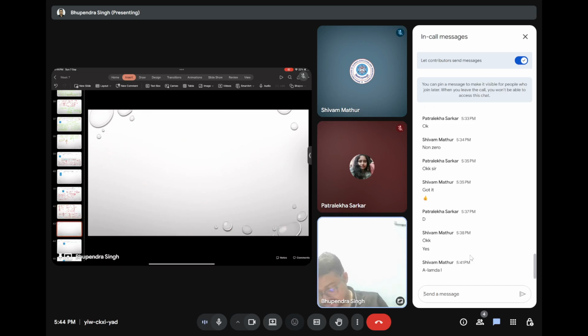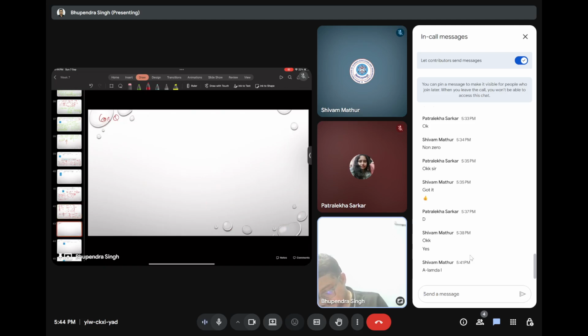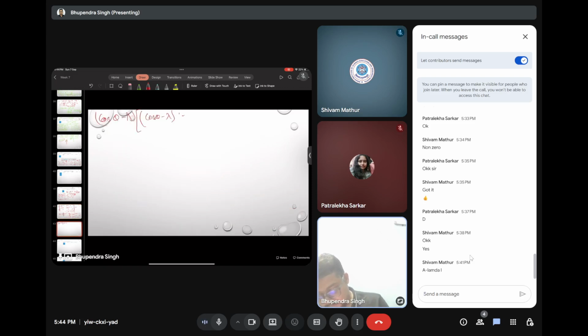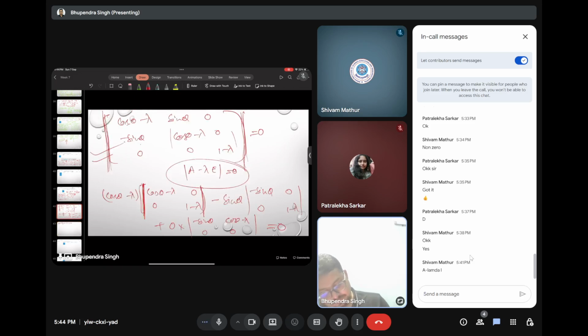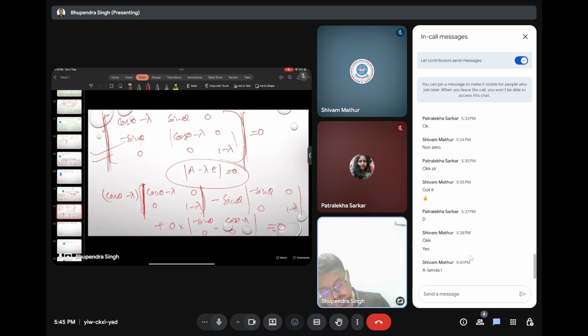Okay, now solve it. Cos theta minus lambda, cos theta minus lambda, this I will take in the bracket, multiplied by 1 minus lambda, minus sin theta in bracket, minus sin theta multiplied by 1 minus lambda, and 0. This is equal to 0. Okay.